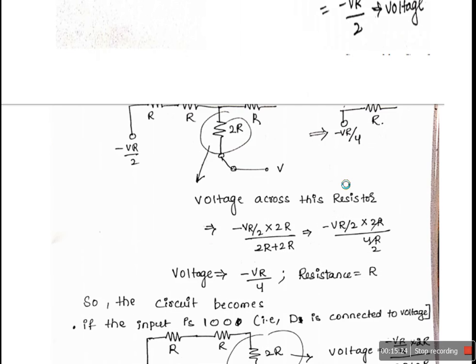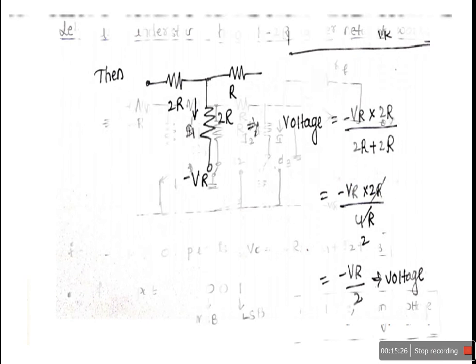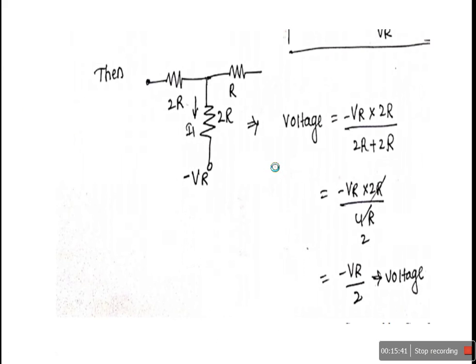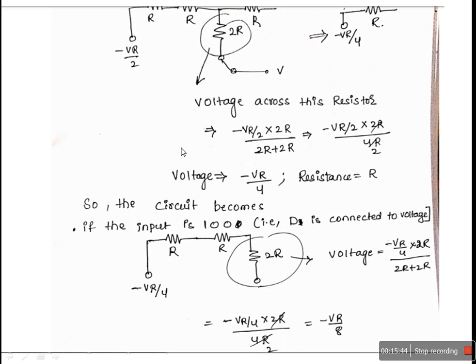If the input is 1 0 0, the next case, that means the MSB is connected here and the remaining two are connected to 0. So for 1 0 0 you have to consider the D1 D2 position. In the D2 position you are getting the voltage minus VR by 4 and the resistance value is R. That's why I am representing it with minus VR by 4 and resistance value R, and I am drawing the remaining circuit, which is R into 2R. So similarly here the equivalent resistance is nothing but R plus R, that is 2R.